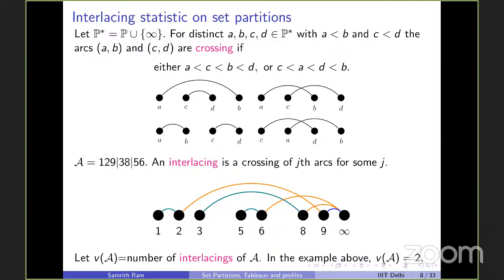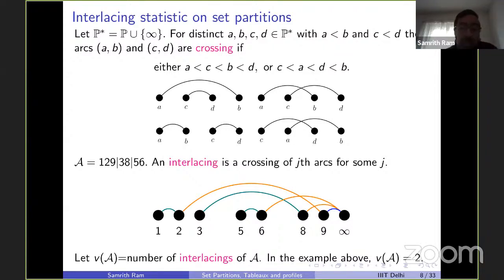Is it possible to have crossings between arcs of the color blue, like 9 to infinity? In this particular case there is no crossing, but in general, arcs going to infinity can cross. It won't happen when the blocks are of the same size, but if the blocks are of different size, then the arcs can cross. Like, I think 2, 9 crosses 8 infinity here and 6 infinity.